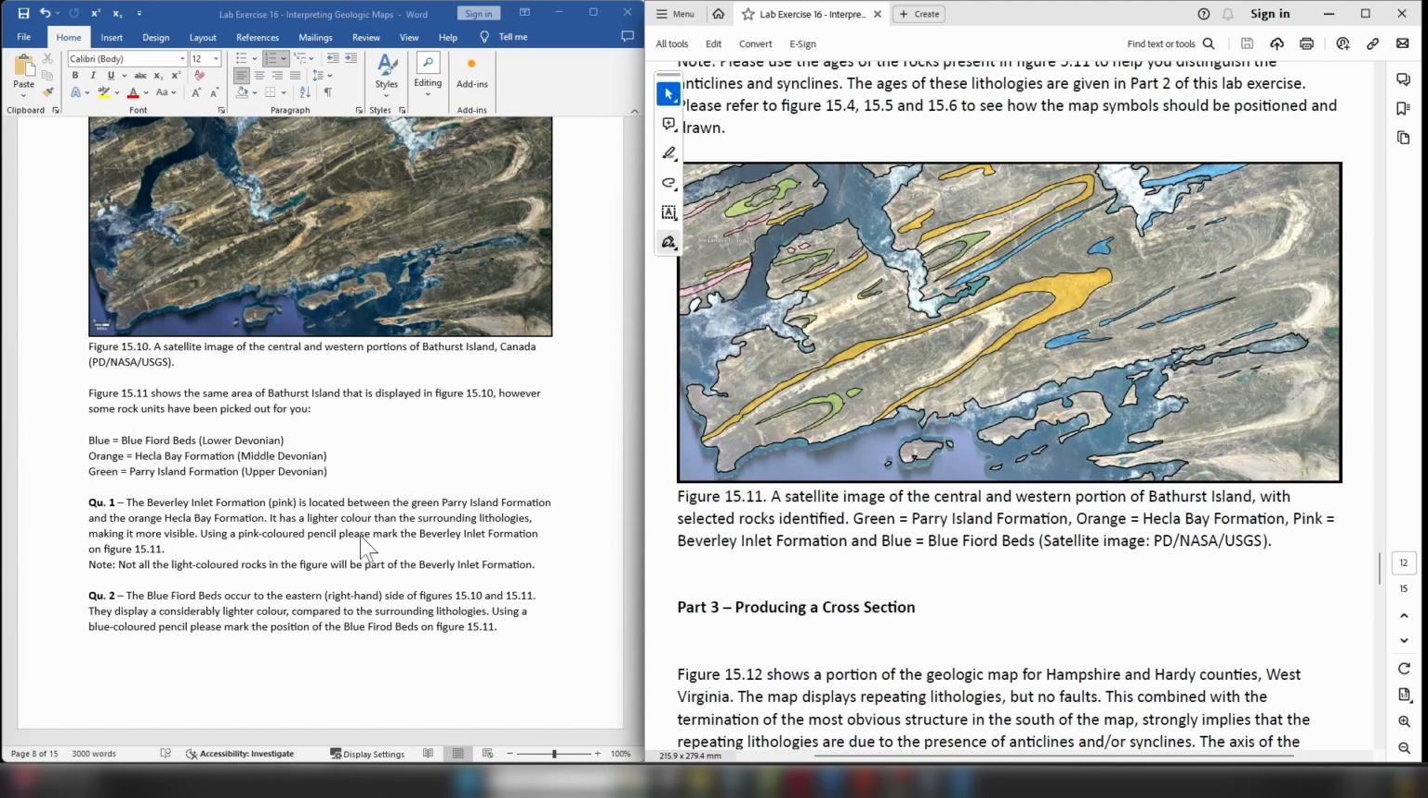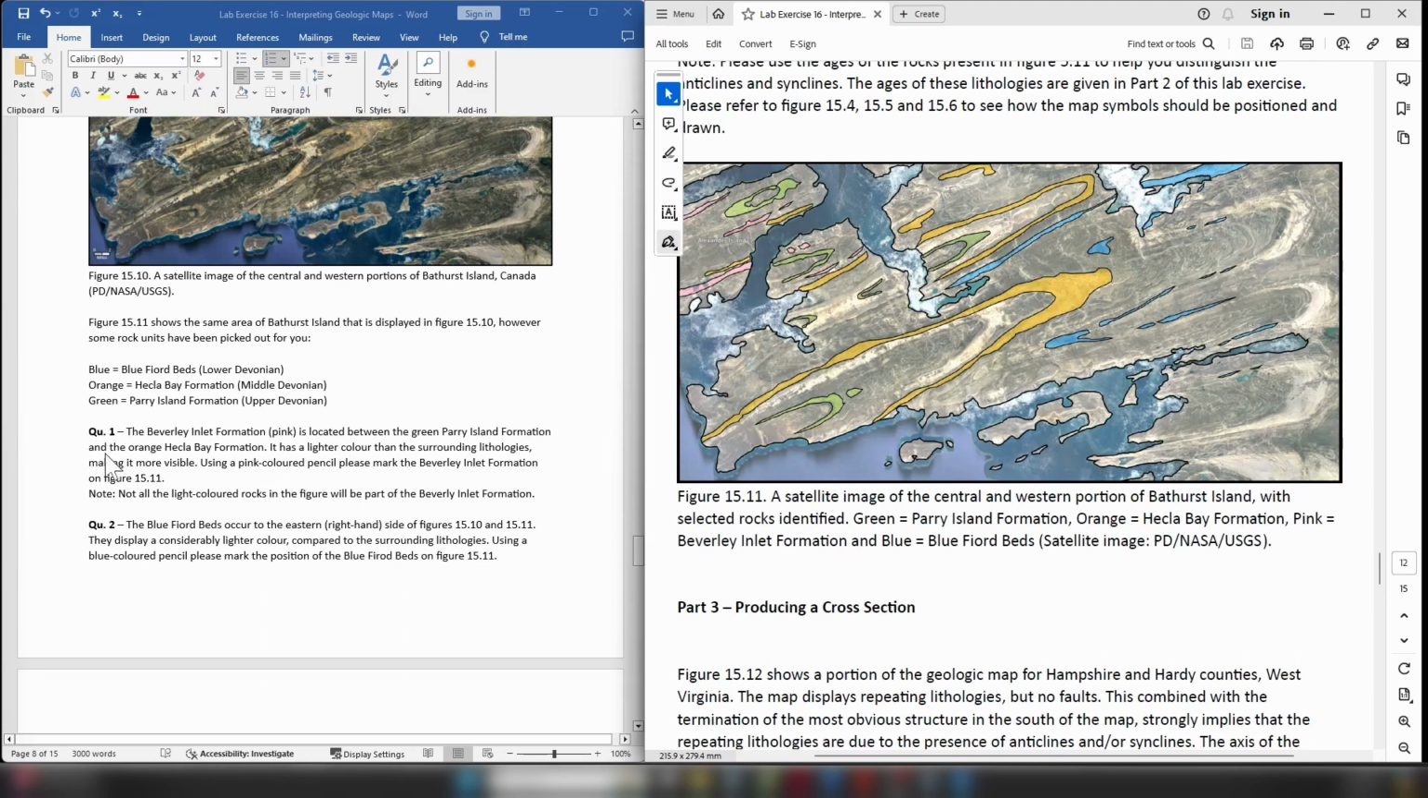Now, for question 1, I've also picked out an additional formation. This is the Beverly Inlet Formation, and it has been picked out in pink, and you can see it here, up here, here. So there are a few locations where I've already picked it out for you. Now, the Beverly Inlet Formation is located between the green Parry Island Formation and the orange Hecla Bay Formation.